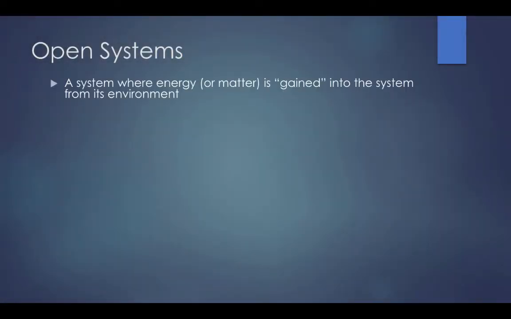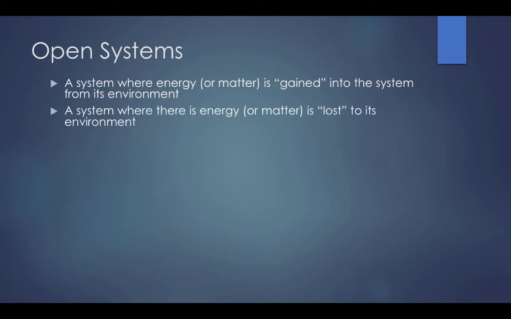An open system, on the other hand, is a system where energy or matter enters into the system from its environment, or is lost from the system into the environment. The Earth is an example of this, where the sun's light and heat enters into the atmosphere and warms it up. The Earth's atmosphere in turn allows for the energy to radiate out into space.